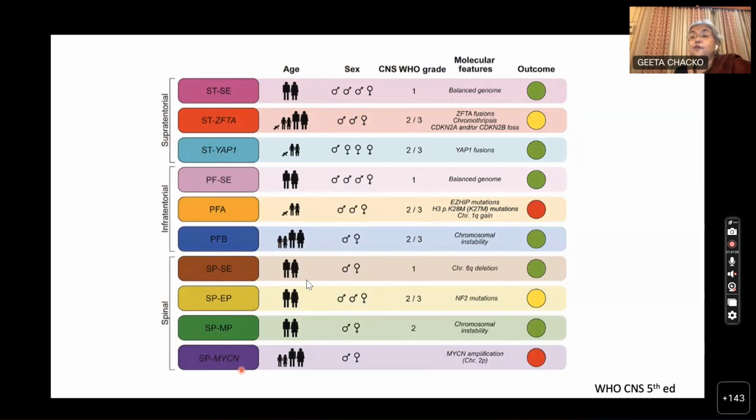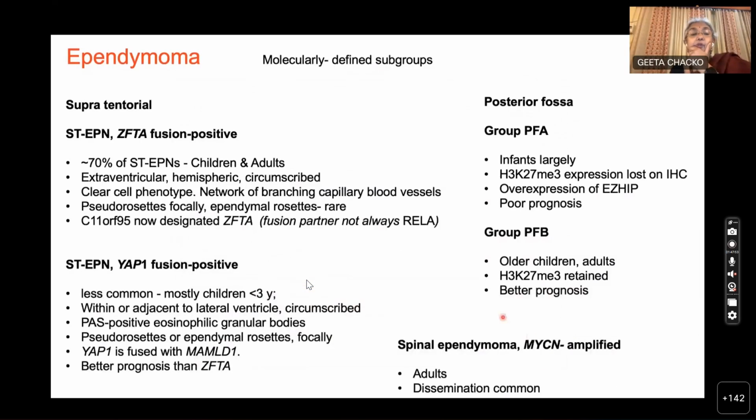And which are the ones of prognostic relevance? It's already shown here, but Shanti? Yes, please. The ones with the worst prognosis are the posterior fossa group A ependymomas. Yeah, and the spinal MYCN amplified tumors. So these were earlier called the RELA fusion tumors, but the fusion partner is not always RELA, and therefore they are called ZFTA fusion positive tumors.